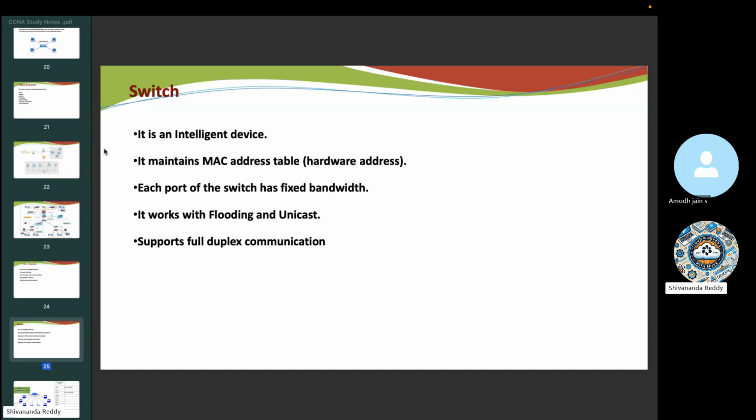Each port of the switch has its fixed bandwidth, and it works with flooding and unicasting. It supports full duplex communication. As I said, a person can send and receive the message at the same time. But a hub is single duplex, I mean half duplex. A person can only send, but has to wait for other persons to receive, like that.